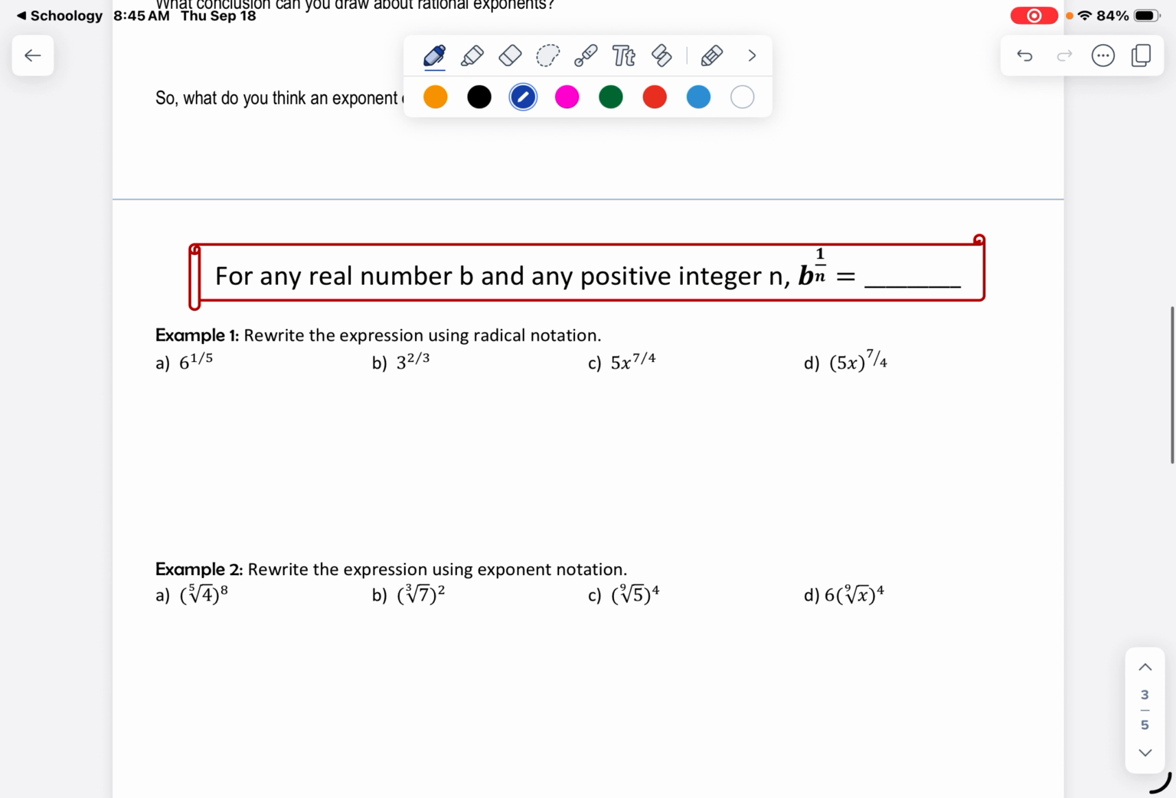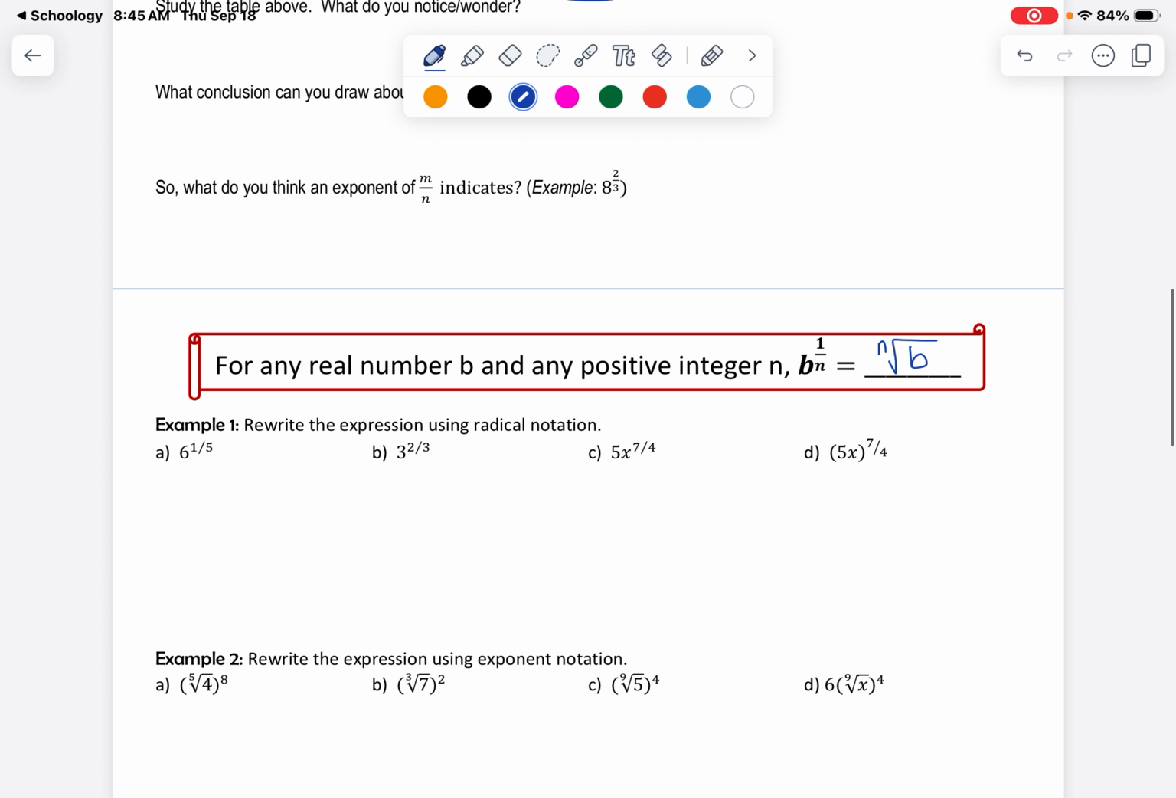So to summarize, for any real number b and any positive integer n, we know that b to the 1/nth is the same thing as the nth root of b. So if you don't know what 8 to the 1/3 is, you can rewrite it as the cube root of 8 and say, oh, that's 2.